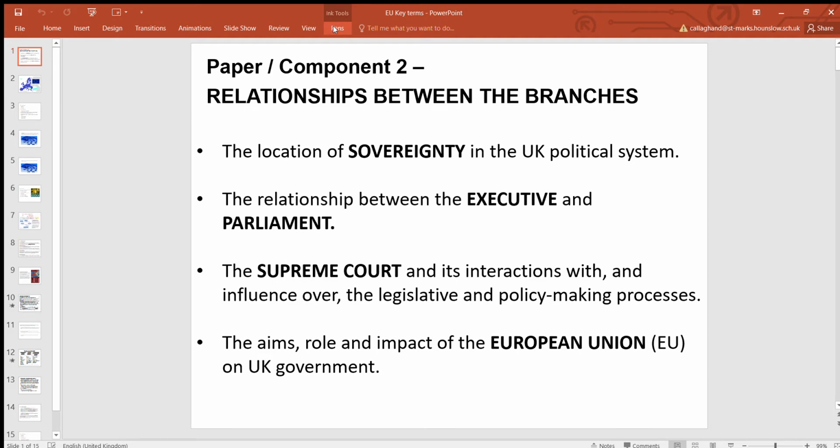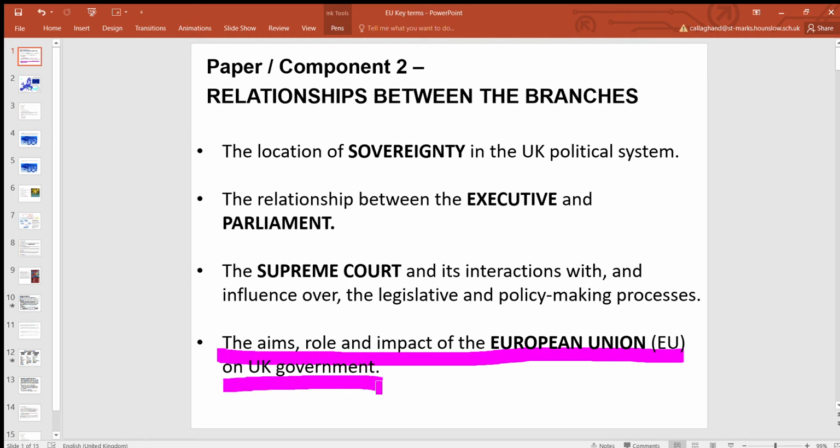So in the last video, we just had a very brief overview of the EU and the UK. And in this video, we're going to look at some of the key terms you're going to come across as you set the homework and start to study the EU in a bit more detail. Just to recap where we are, we're doing the final syllabus section of UK government, called Relationship Between the Branches, and we're looking at the aims, role and impact of the European Union government.